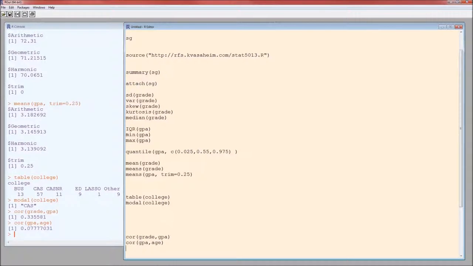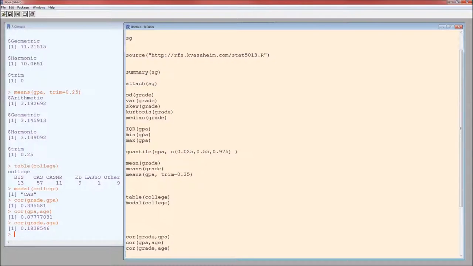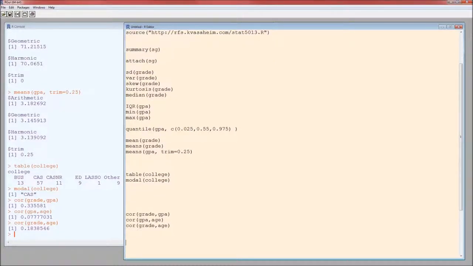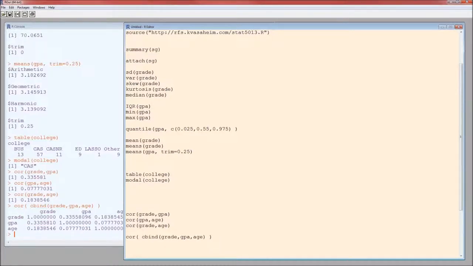It's 0.077777. It's pretty low. We can look at the correlation between grade and age if we want. 0.183. Let's say we want bivariate correlations of all three of these together. We've got to use the C bind. And this gives us the table of correlations. It's a little bit faster than typing out all of these pairwise, you can just do this.